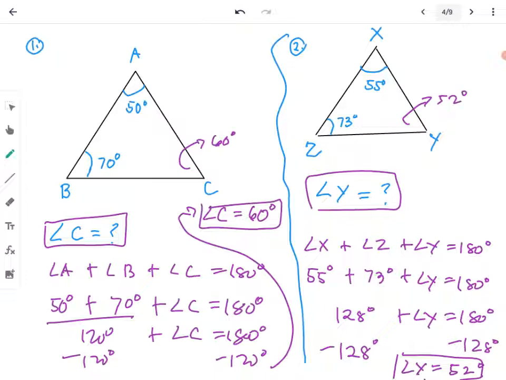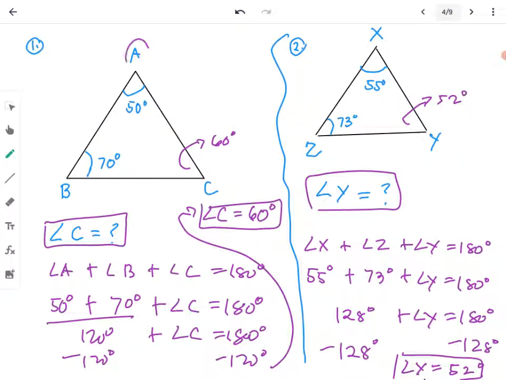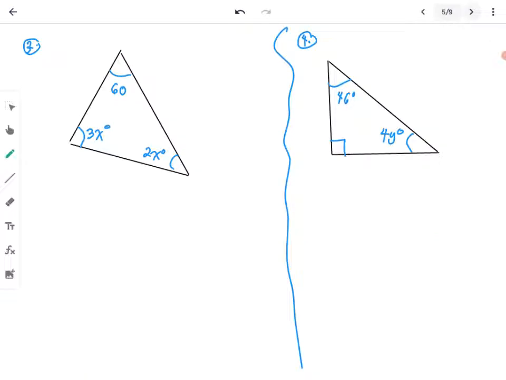Next problem. In the next problem, there are no given vertices. So there's no A like this. It's just plainly angle measures. So we have the first angle is 60 degrees, the second angle is 3x, the third angle is 2x degrees. We are looking for what is the value of x. The unknown variable is x. So the same principle, we add all the angles, 3x plus 2x plus 60 degrees equals 180 degrees.